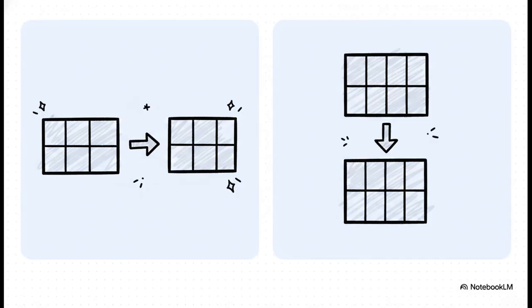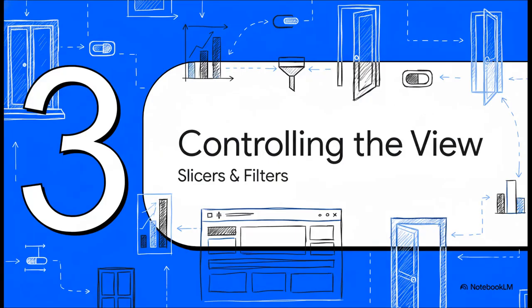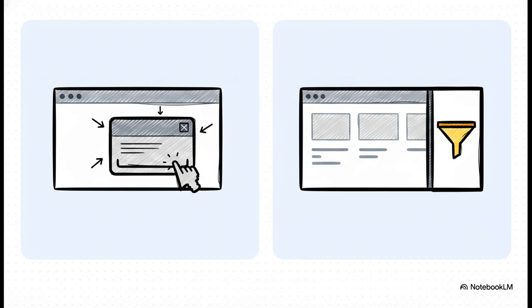So a brilliant little rule of thumb to keep in your back pocket: merge side by side to add context and detail, or append top to bottom to add volume and history. Section 3. Controlling the view, slicers, and filters. Now that our tables are beautifully combined into a clean model, we need to install the windows and doors. While both of these restrict data, slicers and filters serve entirely different functional purposes.